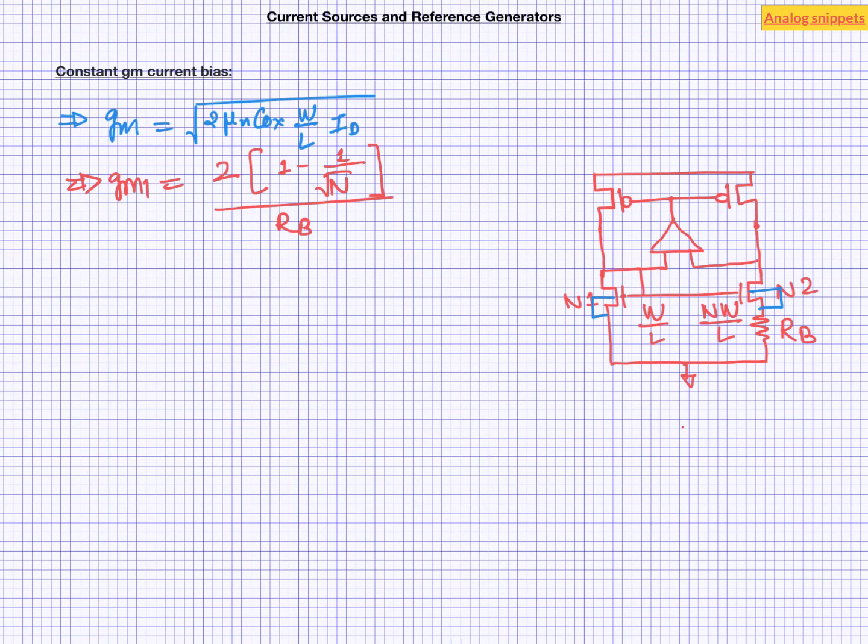I want to end this video with some food for thought. As we discussed, this is one of the topologies for the constant GM circuit. The question is, do we have to keep the diode connected connection in this way? What happens if we flip the connections around? Does this circuit work? Give it some thought. It's quite an interesting circuit to analyze.